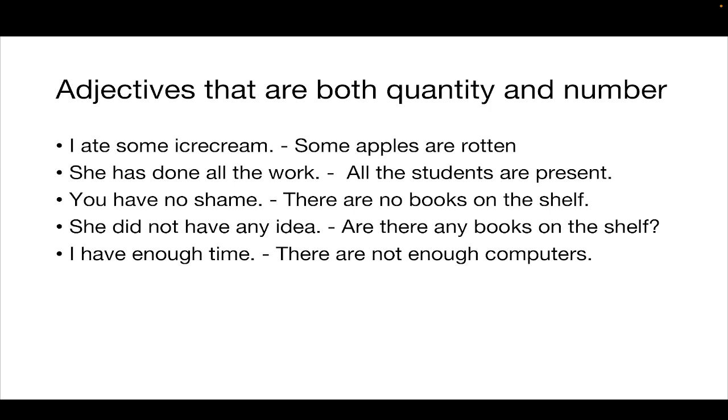For example, I ate some ice cream. So that is the adjective of quantity. The same word some can be used for countable nouns, that is apples. So some apples are rotten. She has done all the work. All the students are present. You have no shame. There are no books on the shelf. She did not have any idea. Are there any books on the shelf? I have enough time. There are not enough computers.